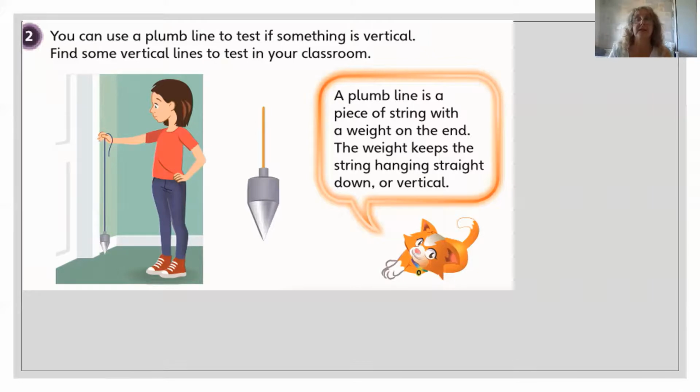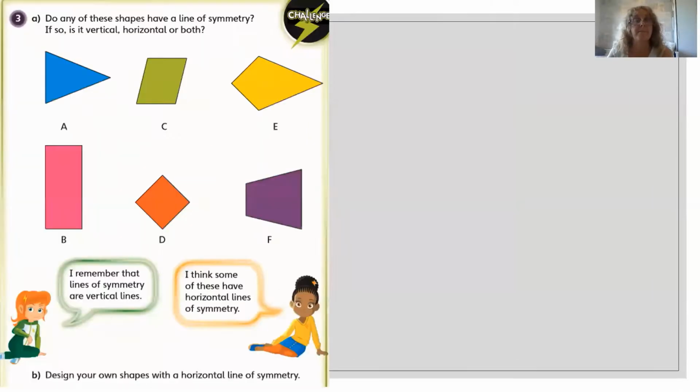So let's have a look then at your challenge. Wow, and it is a challenge today. Do any of these lines have a line of symmetry? If so, is it vertical, horizontal, or both? Now you're going to have to work that one out. It's a nice one to do.